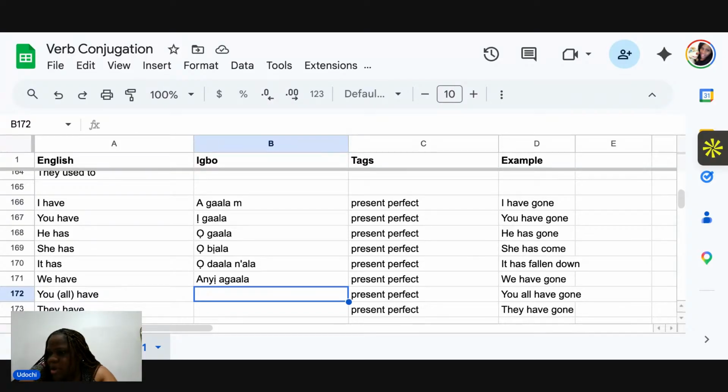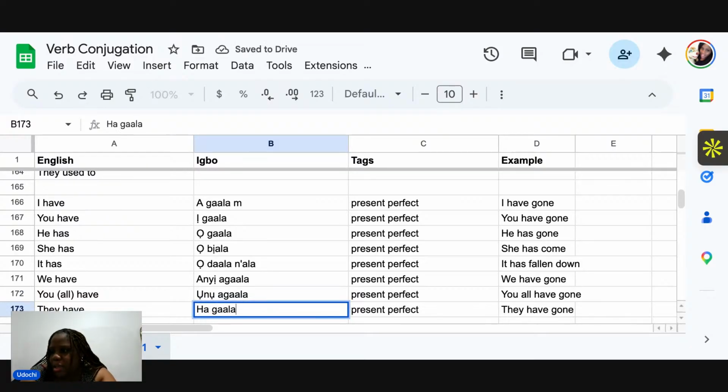You all have gone. Unu agala. They have gone. Ha gala. I think this is correct, y'all. I think this is correct. I'm not sure.